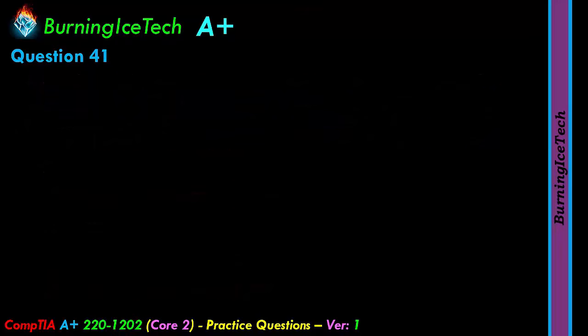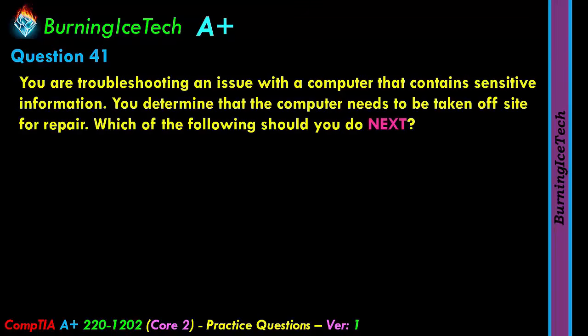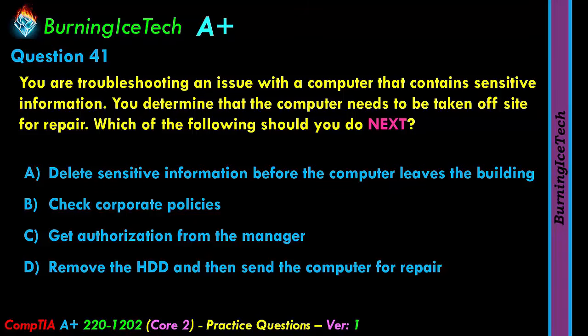Alright, moving on to question 41, guys. You are troubleshooting an issue with a computer that contains sensitive information. You determine that the computer needs to be taken off-site for repair. Which of the following should you do next? Is it answer A, delete sensitive information before the computer leaves the building? Can you imagine? That user would lose their mind if you just deleted random sensitive information. I mean, that's worse actually in some cases than actually seeing the sensitive information, because maybe they don't even have a backup.